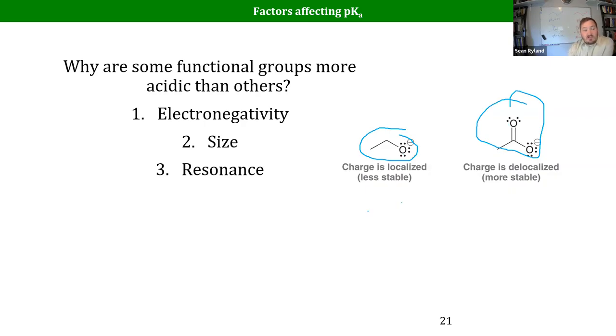Right, so a lot of times when we're looking at what's more acidic, it's not going to be about what it looks like when it's protonated, it's going to be what it looks like when it's deprotonated. What is it going to get a whole lot more stable when you deprotonate it? It's not just looking at the molecule that you start with and being able to judge. You have to look at what that molecule would turn into once it loses a proton to determine what's going to be more stable.